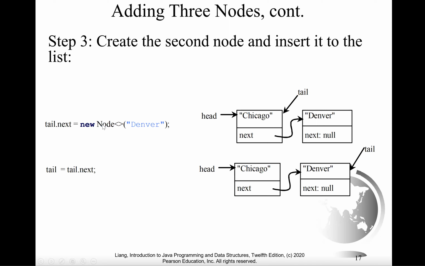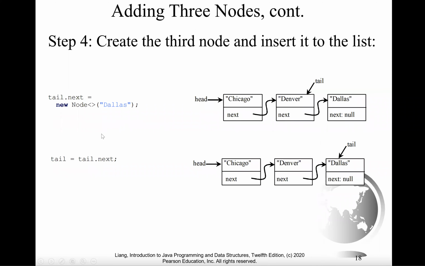And add a node Denver. Right here is Denver. And we're going to have this linked to tail's next. So here's the Denver linked to tail's next. And tail is now changed to point to Denver. This is tail.next assigned to tail. Add one more element, Dallas is here. So Dallas is tail's next pointed to Dallas. And then we're going to move tail to tail's next.